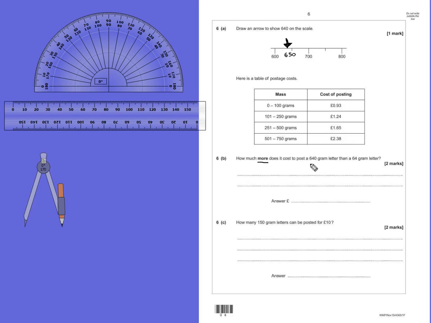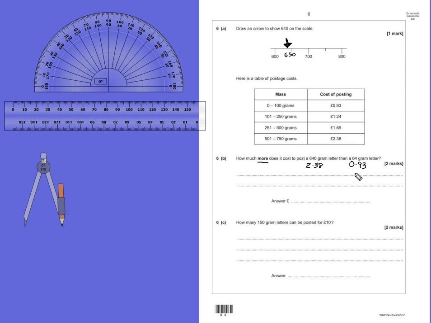First piece of information, how much does it cost for a 640 gram letter? Well, 640 lies between 500 and 750, so it must cost, as the table says, 238 pence, or £2.38. So I'm just going to write that underneath. £2.38. A little reminder to myself. Now for a 64 gram letter, well, that's less than 100 grams, so that will be 93 pence, or 0.93.